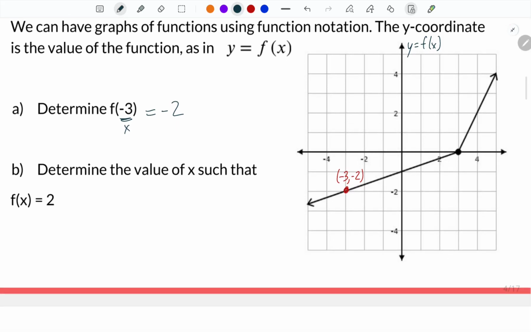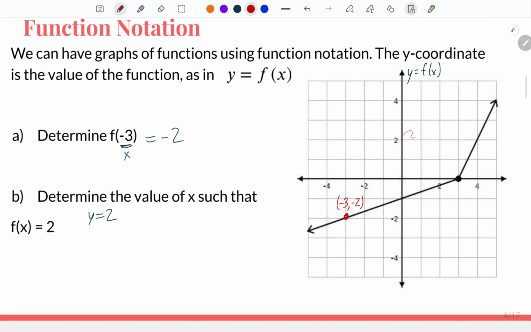Okay, determine the value of x such that f of x equals 2, or you can think of this as where is y equal to 2. So go to 2 on your graph vertically, because it's your y value. And that matches up with x equal to 4. So that is (4, 2) there. So x equals 4. That implies, that's what the arrow is there, implies f of 4 is equal to 2.